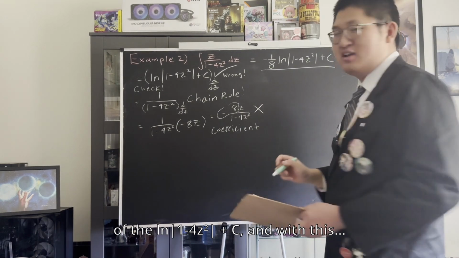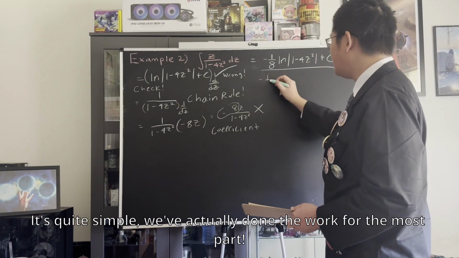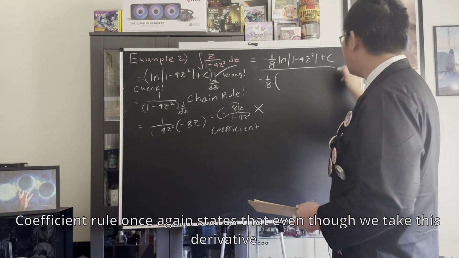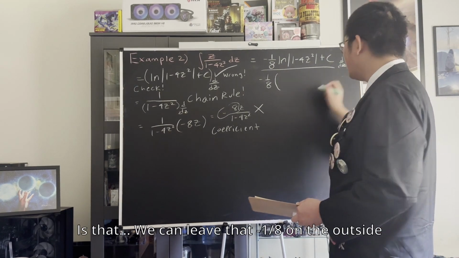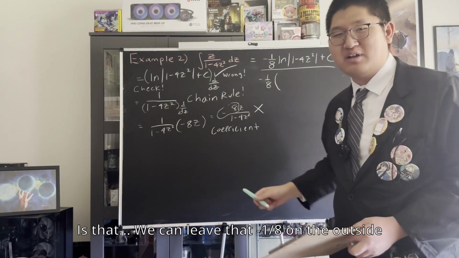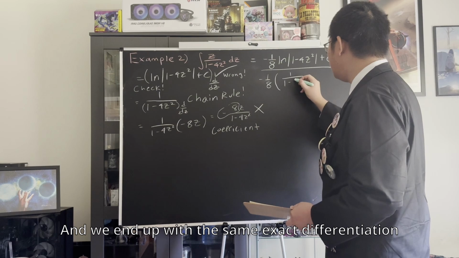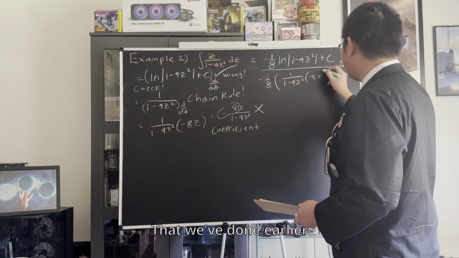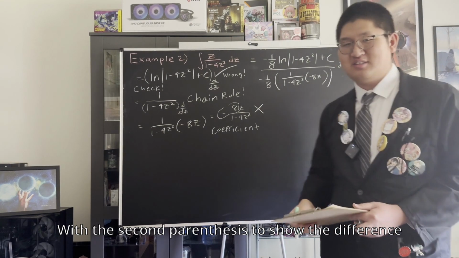And with this, we should be able to check that. It's quite simple. We've actually done the work for the most part. Coefficient rule once again states that even though we take this derivative, we can leave that negative 1 over 8 on the outside, and we end up with the same exact differentiation that we've done earlier with the second parentheses to show the difference.